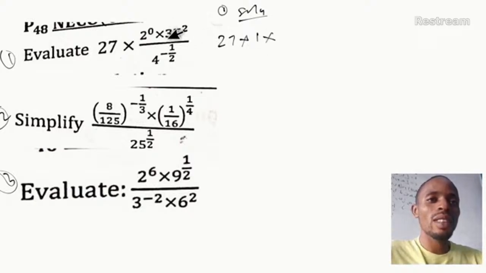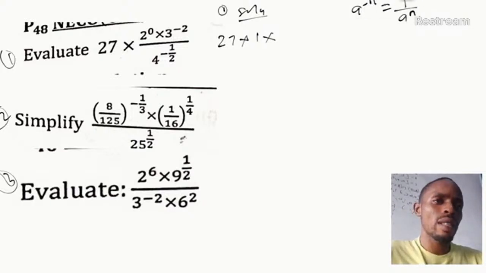This next one is a negative index. In case you missed our previous class on the laws of indices, when you see an expression like this, it is a negative index, which says that a raised to the power of minus n is expressed as 1 over a raised to the power of n. That is the rule according to the laws of indices.